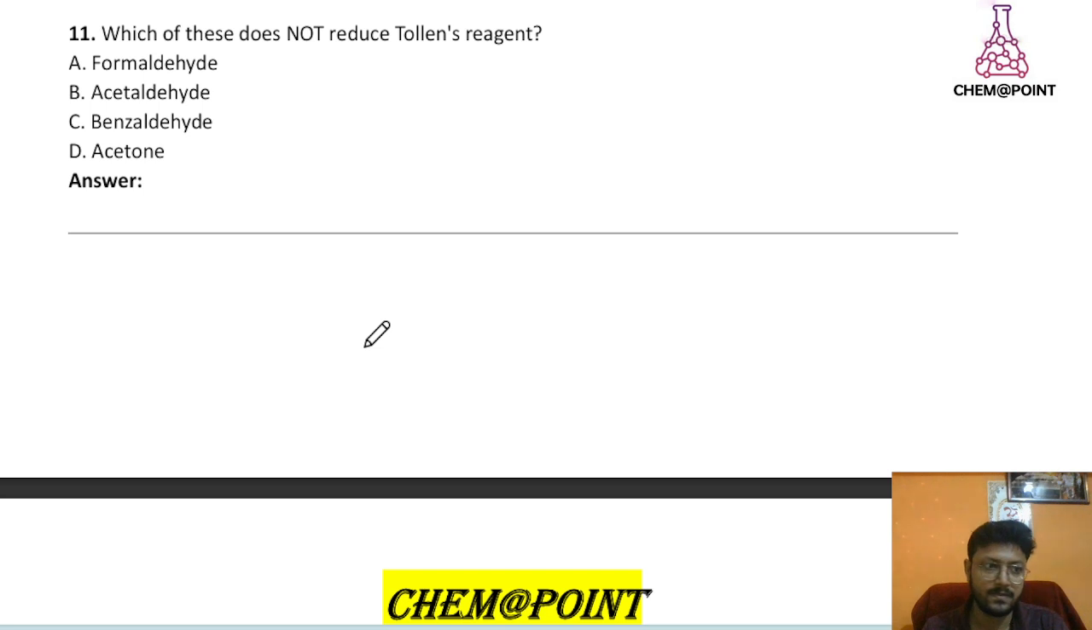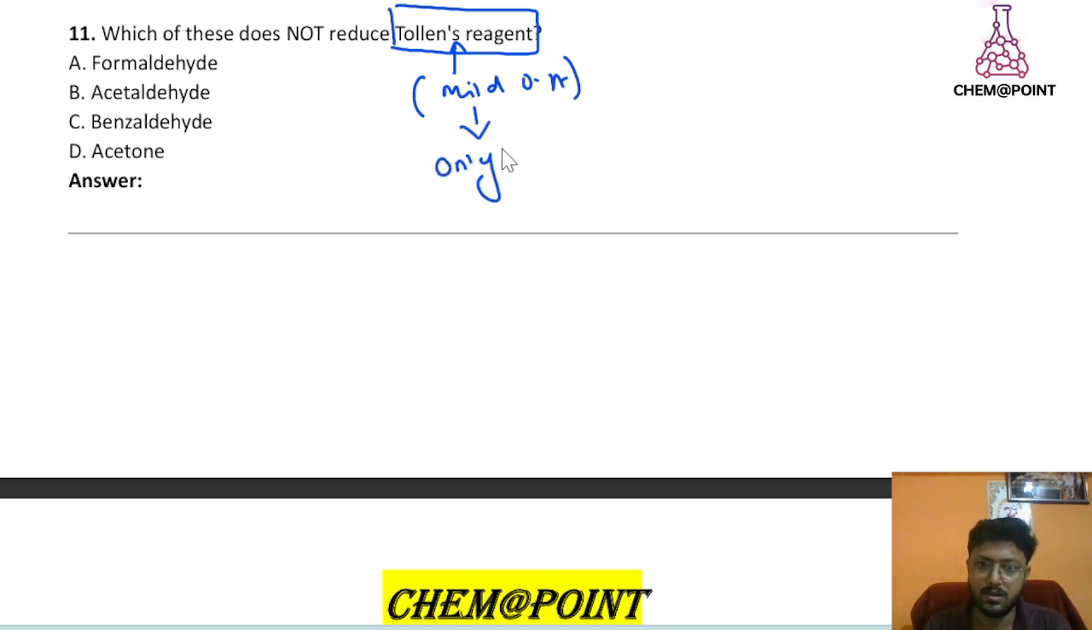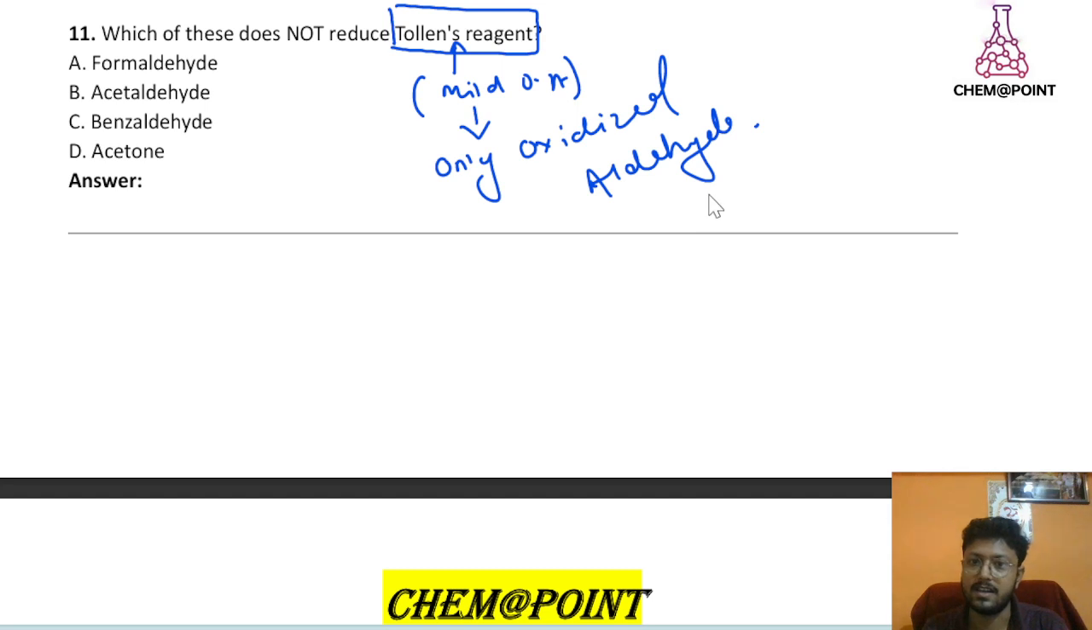Now question number 11. Which of these does not reduce Tollens reagent? Very important question. Formaldehyde, acetaldehyde, benzaldehyde, acetone. Tollens reagent is a mild oxidizing agent. It only oxidizes aldehydes. It does not oxidize ketones.